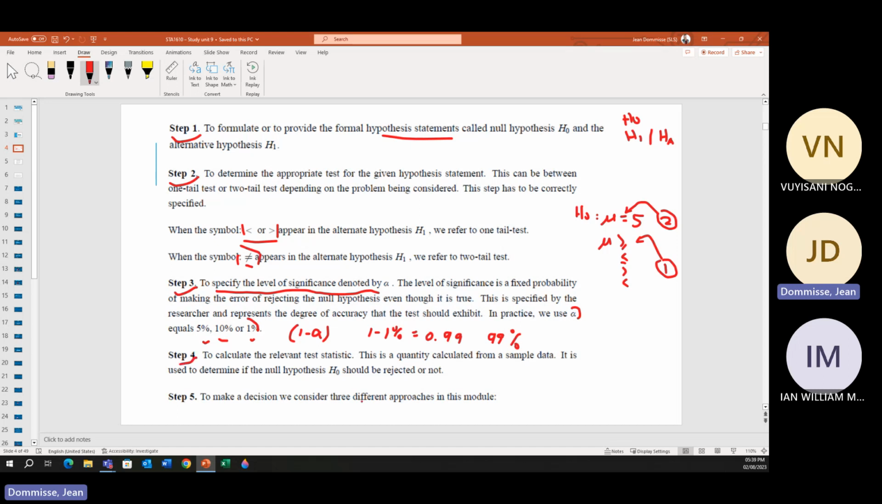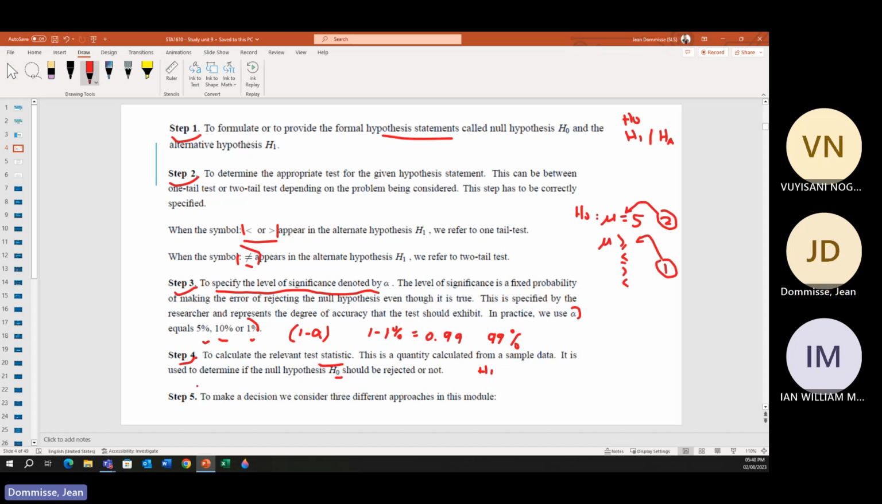Then the fourth step is nearly, we will now look at the options that they give us, and we will need to make a call to say, well, I reject the null hypothesis, or I accept the null hypothesis. But they can also say in some of the questions, I accept the alternative hypothesis, or I reject the alternative hypothesis. So in step 4, we will basically calculate that test statistic, and we will then make a decision.